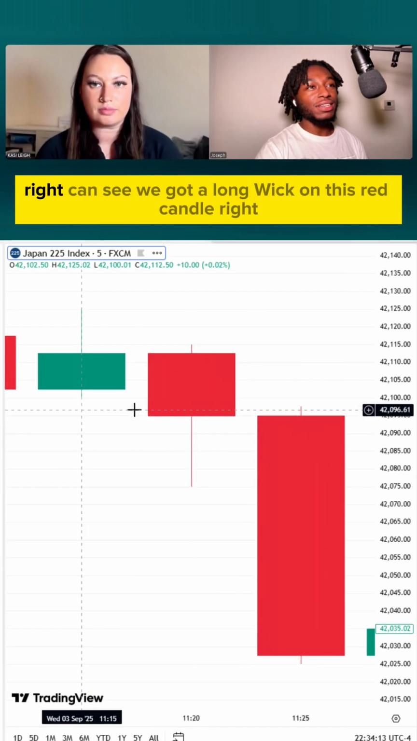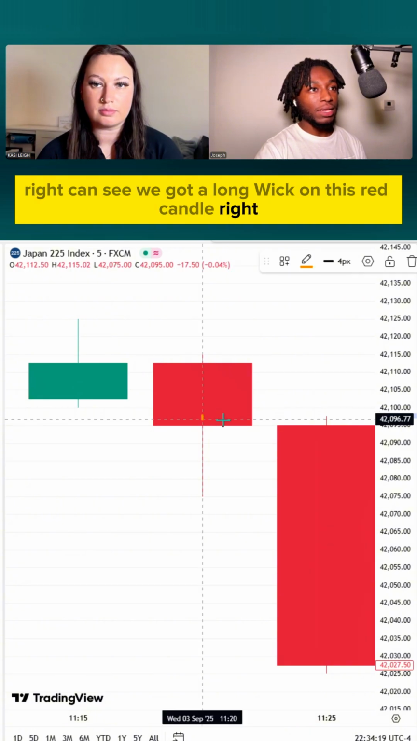So we clear as day, right? Can see we got a long wick on this red candle, right? So we see a wick right there.